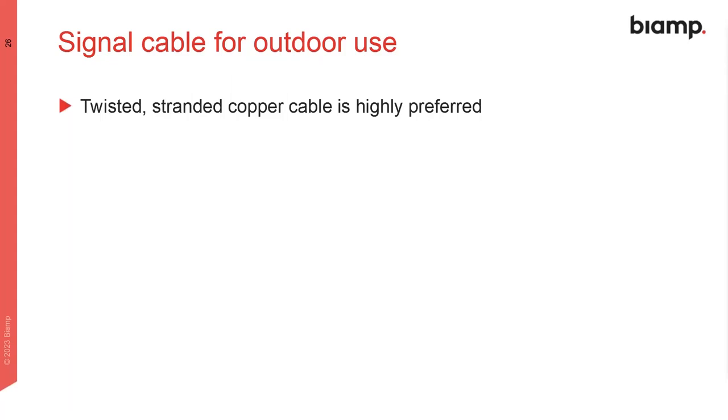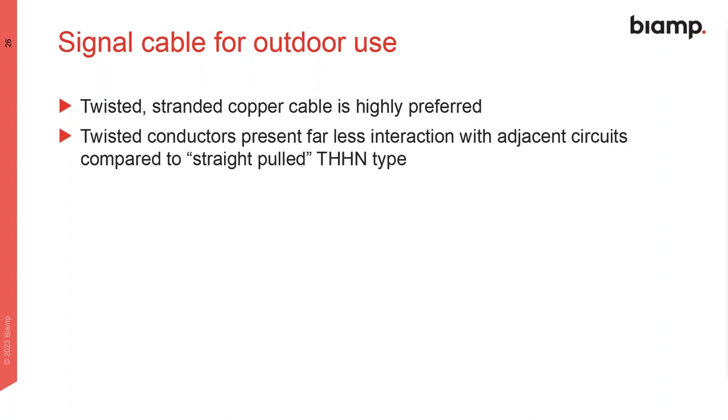Electrical considerations. So, signal cable for outdoor use. A lot of this goes for indoors also. We certainly prefer twisted stranded copper. Let's stay away from the copper clad aluminum. The CCA stuff tends not to last as long, especially outdoors. Twisting conductors are highly preferred.